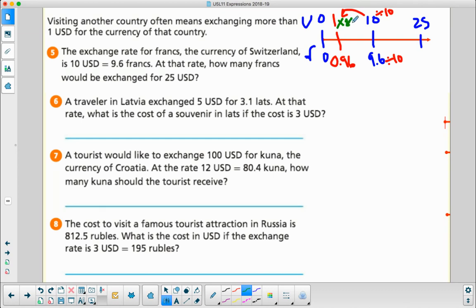So I need 25 groups of $1 to get 25. That's taking 25 groups of 96 hundredths. So I am going to take, and I remember when I learned how to multiply decimals that I don't need to write in the decimal. But I just can't forget to put it in when I'm done. When I multiply by 2-digit numbers, I like to use different colors when I can.